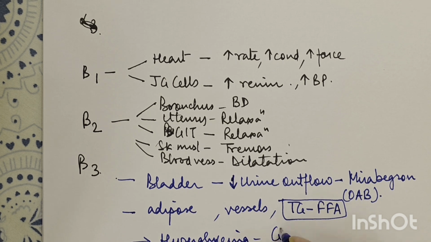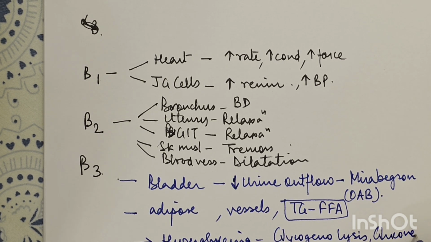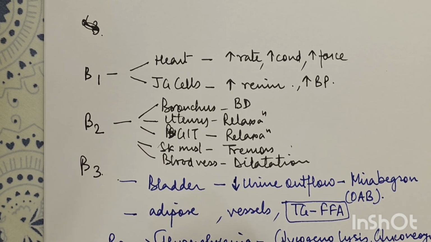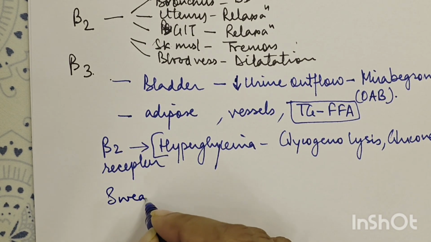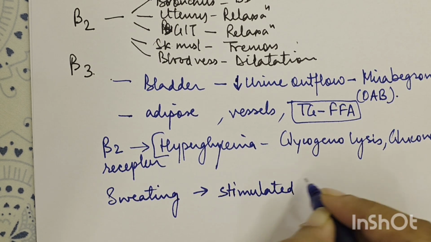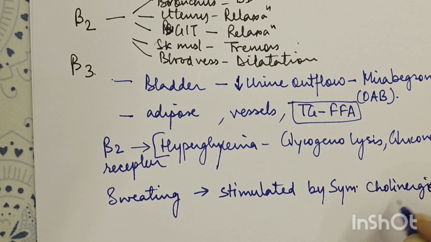Why? Because it causes glycogenolysis, gluconeogenesis. This all action is mediated by beta 2 receptor. Here I also want to tell you a very important fact which I told earlier also, that sweating is controlled by, or stimulated by, sympathetic cholinergic receptors, okay.